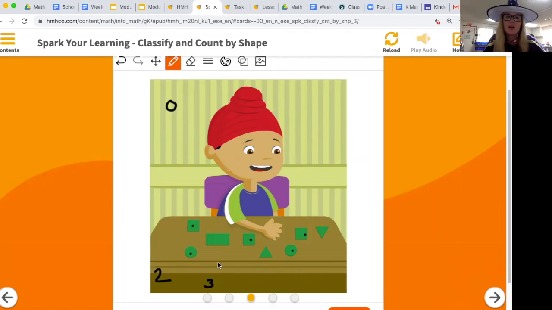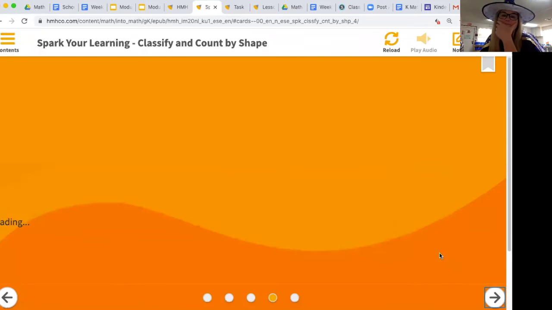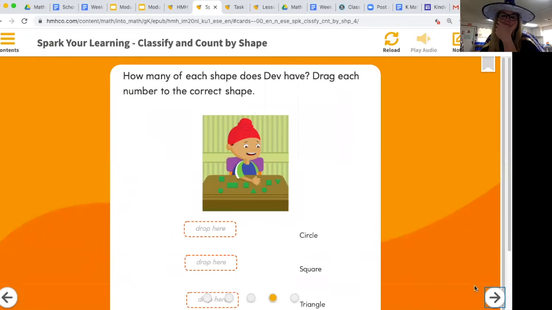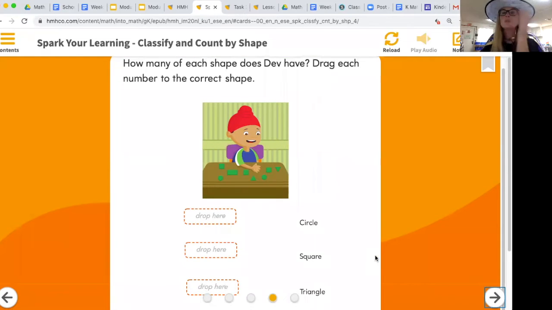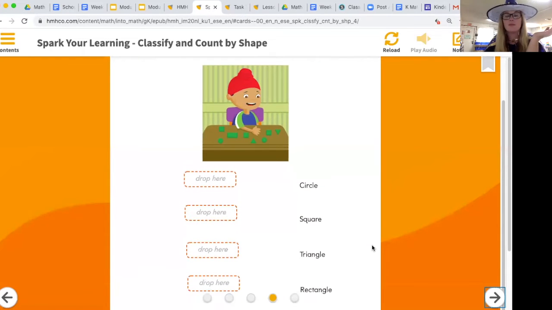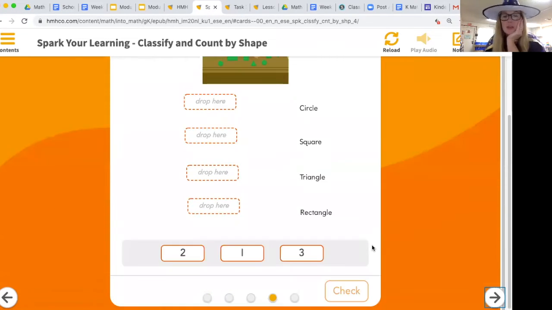Okay, so 3 squares. 1, 2 triangles. What about this guy? What shape is that? That's a rectangle, and there's one of those. You're right. So here is another way to do it.